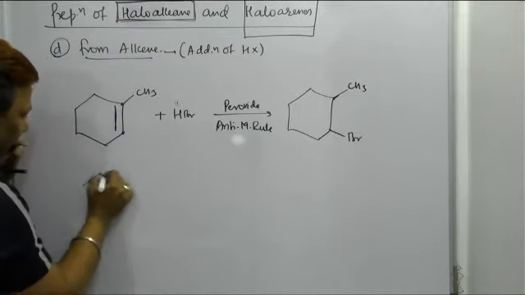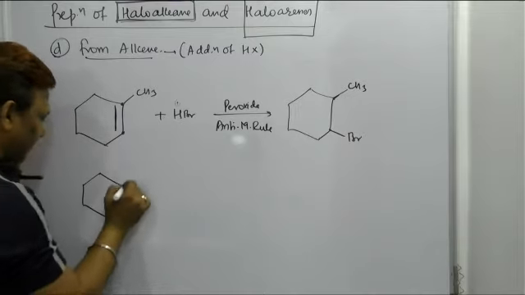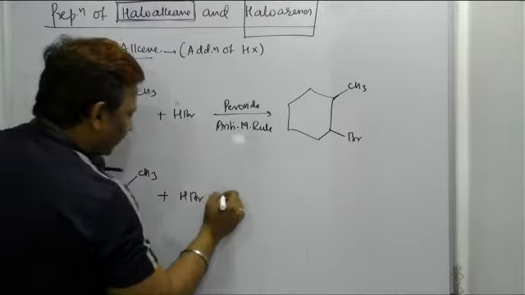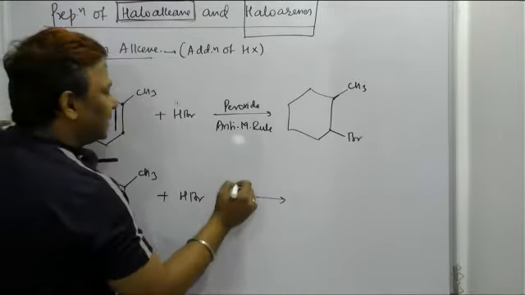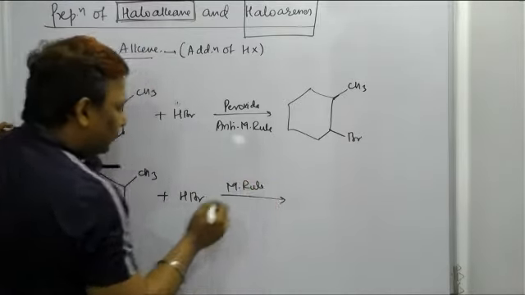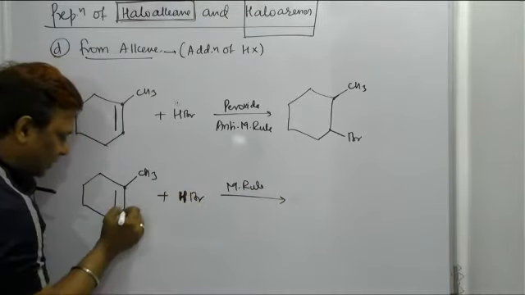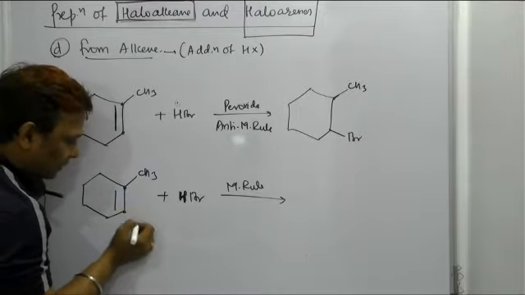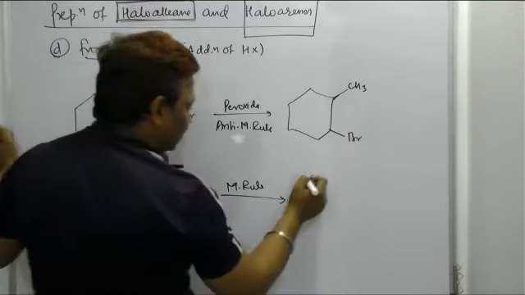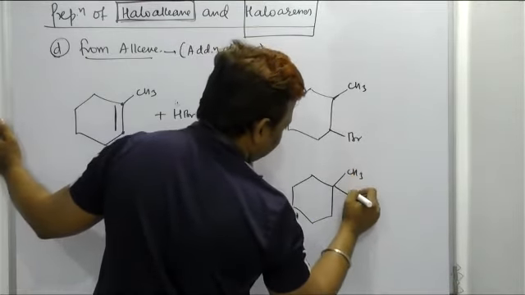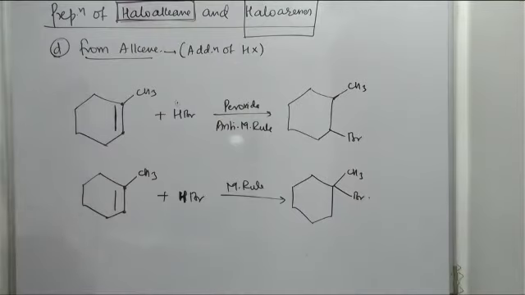Let me tell you the same thing so that children do not get confused. It is an unsymmetrical alkene. I am adding HBr with no peroxide. Markovnikov rule: the positive part of the attacking reagent attaches to that double bonded carbon having more hydrogens. H comes here, Br comes here. This is the product. Any doubt till here? Take a screenshot.